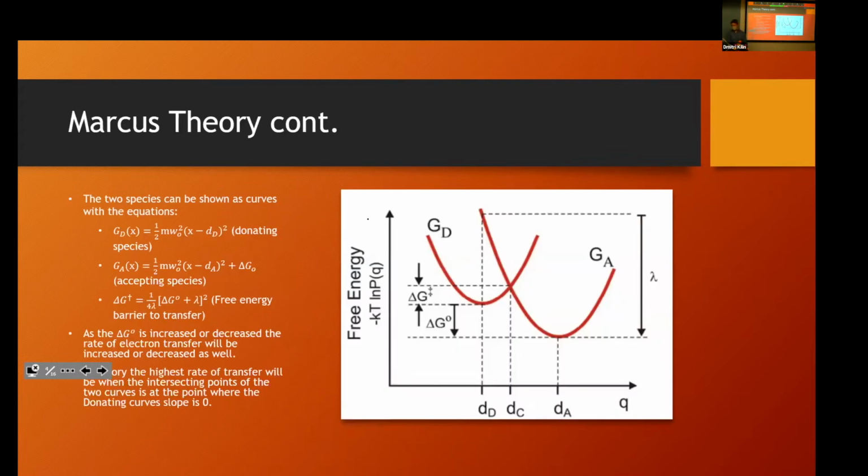The Marcus theory can be shown on a graph, and the two species, the electron donor and the electron acceptor, can be shown as equations, and the equations are on the left. The theory states that the highest rate of transfer is when DC and DD are equal to each other. This is contradictory to what I found.